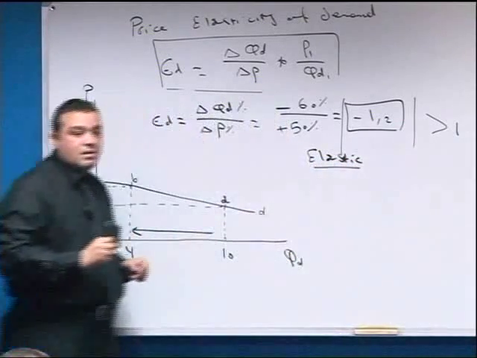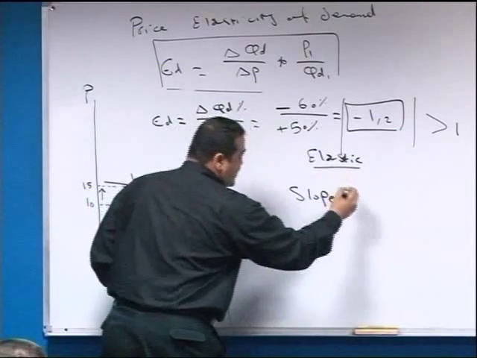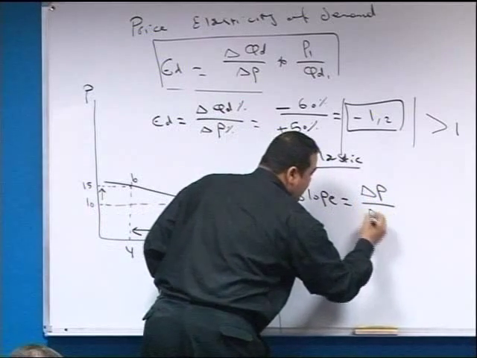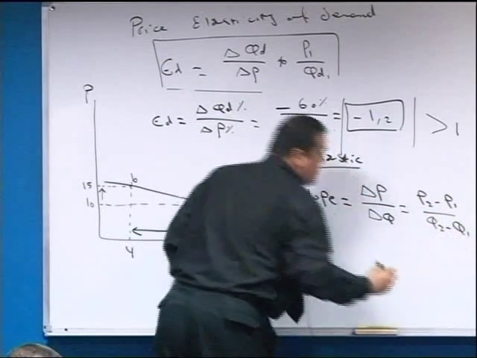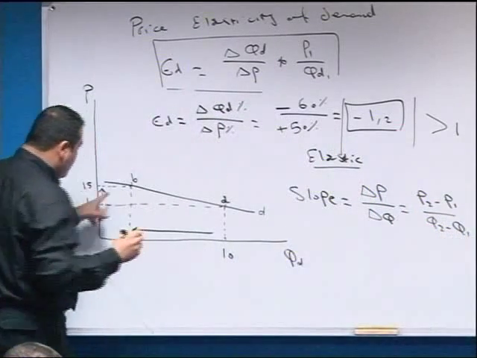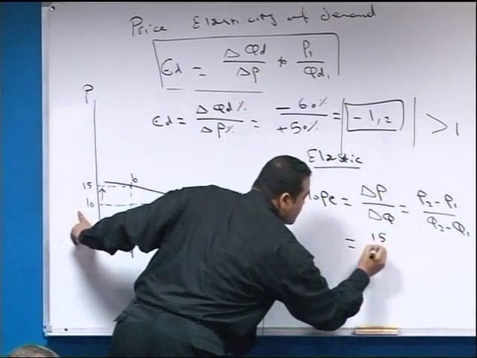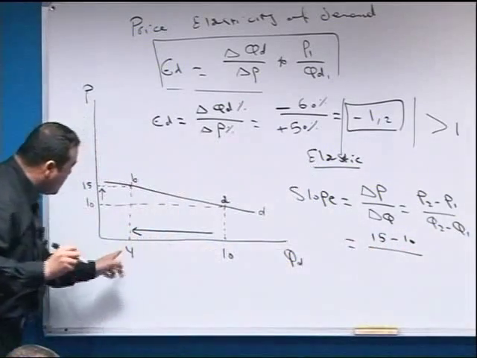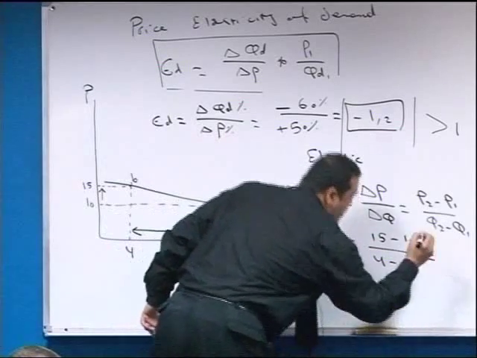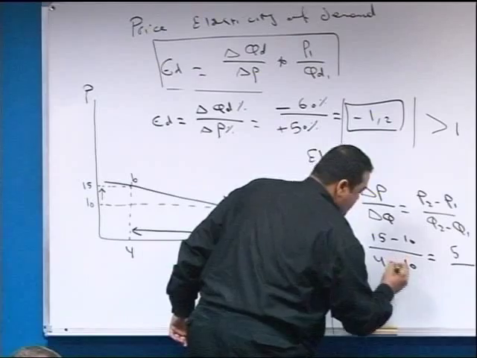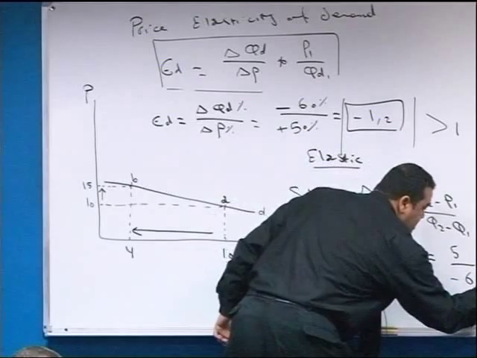So let's calculate the slope. The slope equals delta P over delta Q, P2 minus P1 over Q2 minus Q1. That is 15 minus 10 over 4 minus 10, which equals 5 over minus 6. How much? Minus 0.83.